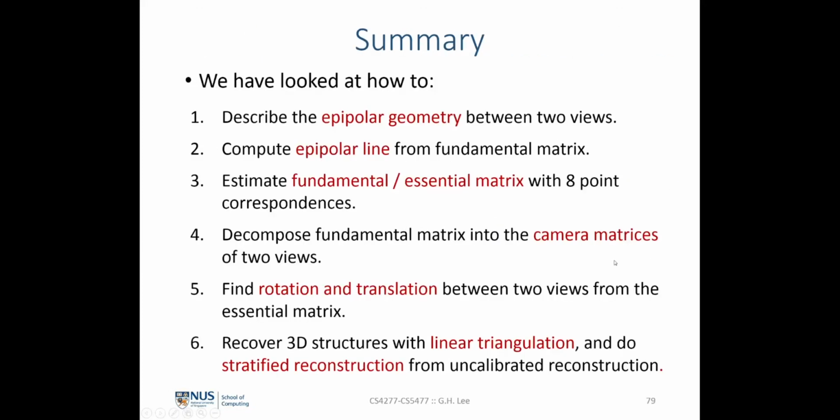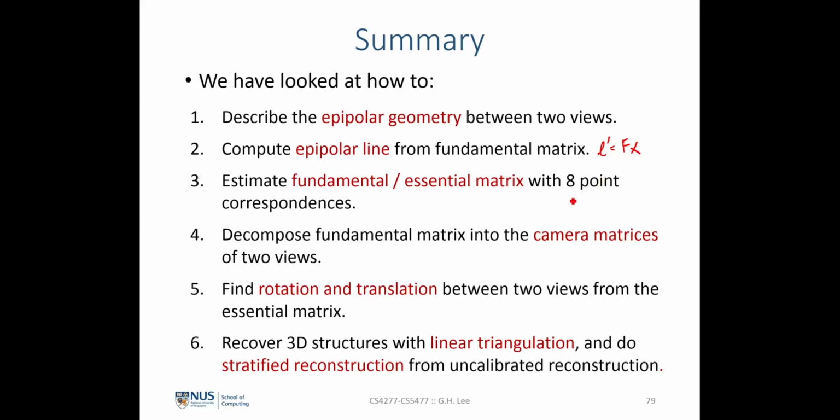So in summary, we have looked at the various definitions of the terminologies used in epipolar geometry that can be used to describe the two-view relations. And we have looked at how to compute the epipolar line from the fundamental matrix. This is essentially L prime equals F multiplied by x, where we saw that the point gets transferred to a line from the first view to the second view.